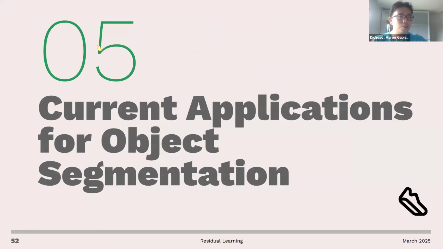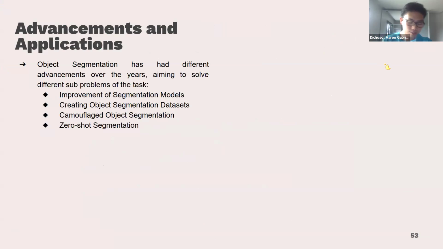And finally, lastly, we're going to talk about just the current landscape of object segmentation today. So I really want to talk about 4 different fields in object segmentation: how object segmentation models have been improving over the years, how to actually create object segmentation datasets, and 2 special fields that are here, which are camouflage object segmentation and zero-shot object segmentation.